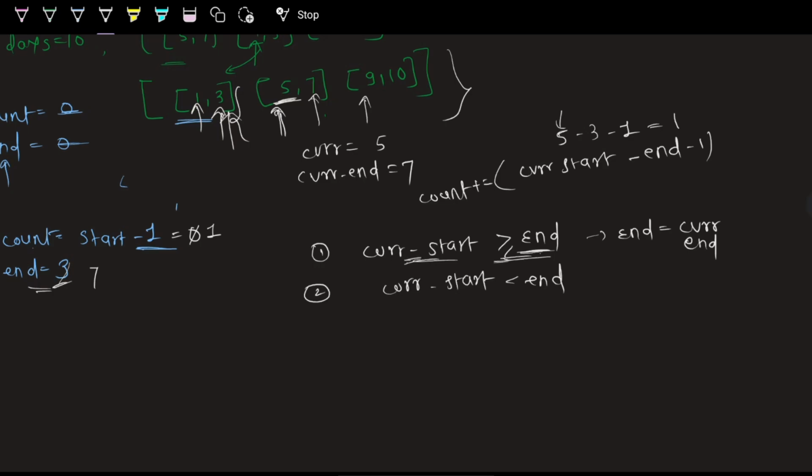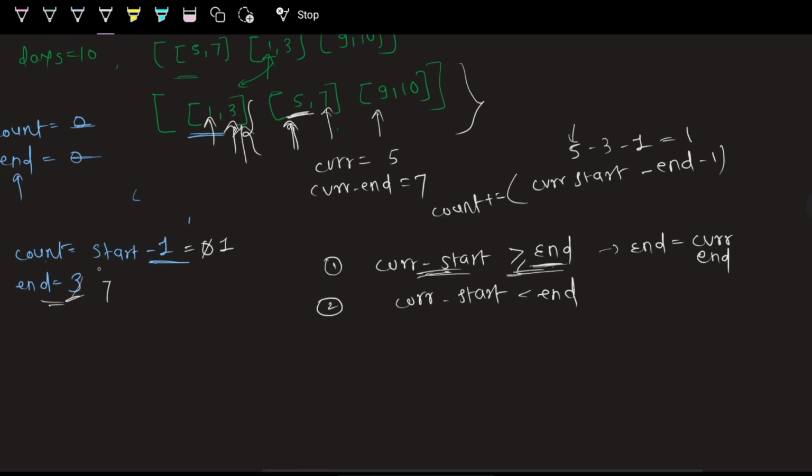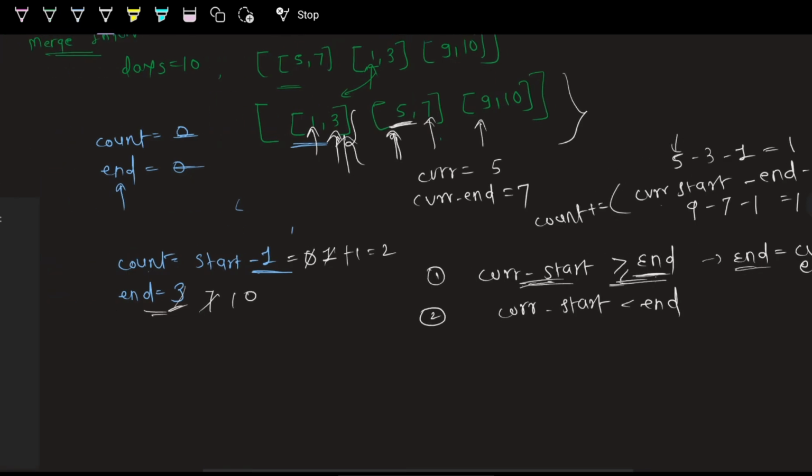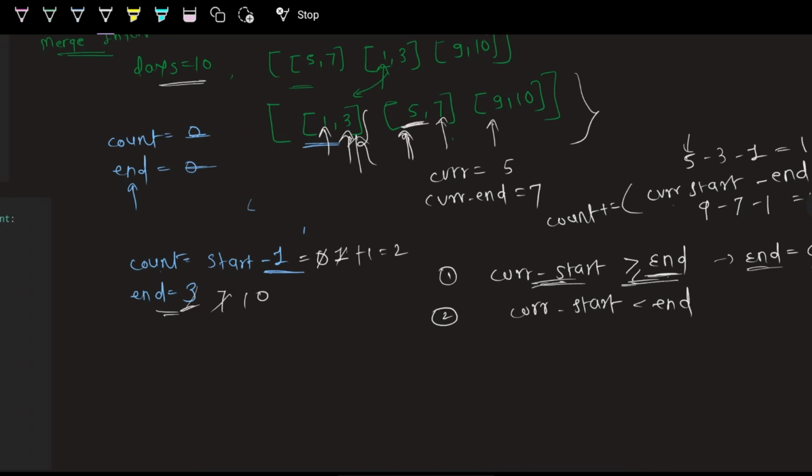Now again my current start is greater than or equal to end, because that was a 7 only. So I would just say do 7, same thing again, 9 minus 7 minus 1, that is nothing but a 1 only. So my count has been incremented by 1, so 1 plus 1, that is a 2, correct. And now my end will be updated. What is my end? Now my end will become a 10, correct.